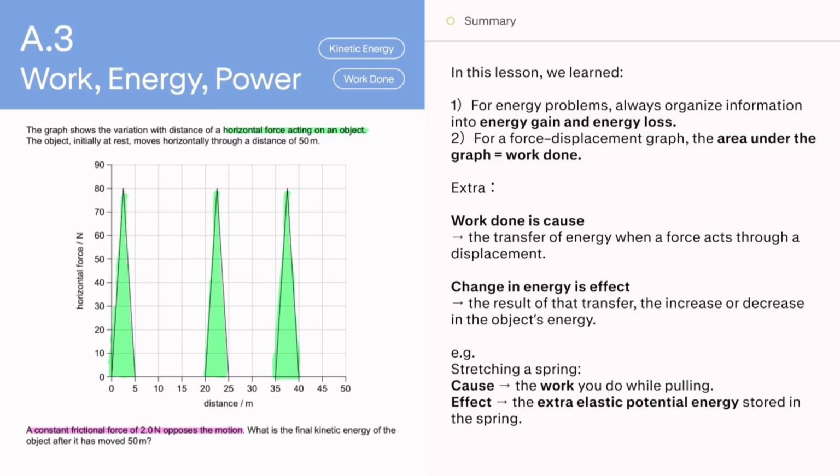Here's a simple analogy. Think about stretching a spring. The work you do while pulling is a cause, and the extra elastic potential energy stored in the spring is the effect. That's all for this lesson.